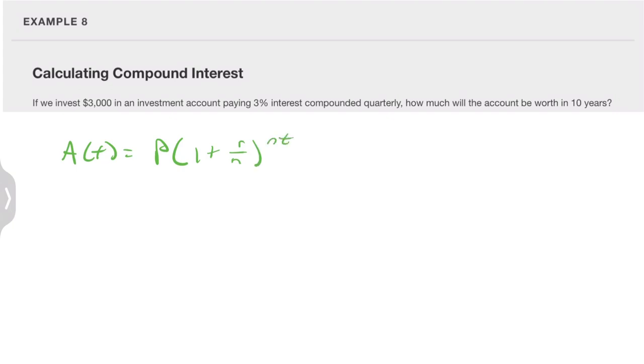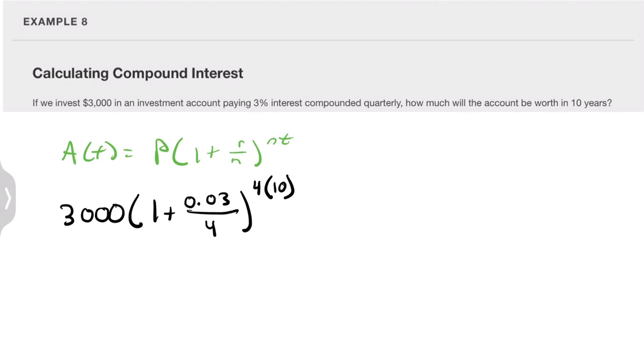Let's plug in what's given. So we start with $3,000. That's our P, our principal. 1 plus the rate is 3% as a decimal, so 0.03. We have to convert it to a decimal. N is our number of compoundings per year, in other words, how many times the interest is applied in a year. So if it's applied quarterly, that means 4 times in a year. And our time is 10 years. So then with that, we just use our calculator.